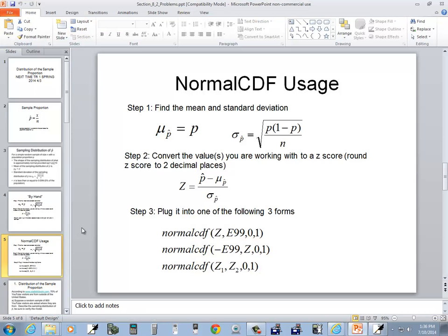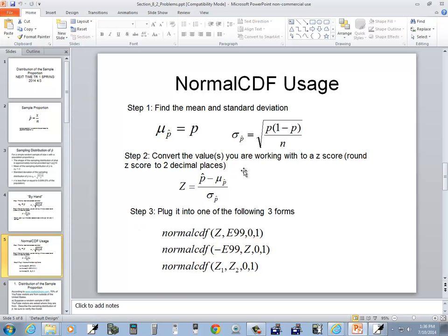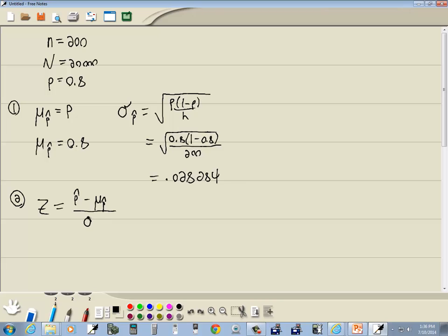Now, step two. Convert the value you're working with to a z-score. Round the z-score to 2 decimal places. So we got z is equal to p hat minus mu sub p hat over sigma sub p hat.